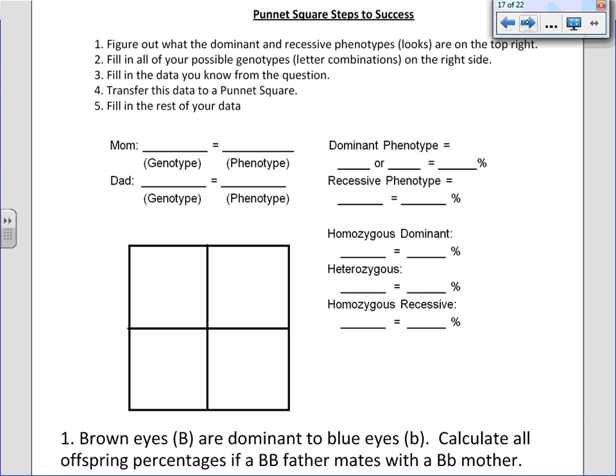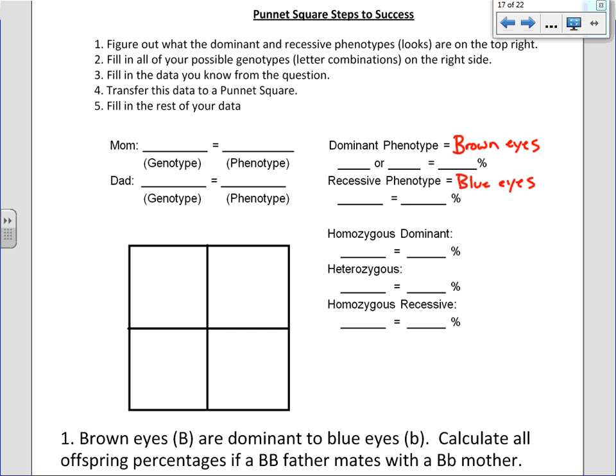What you can now do is continue doing this for the rest of your traits. We're going to do a few more examples together. Brown eyes, big B, are dominant to blue eyes, little b. Calculate the offspring percentages of a big B father who mates with a big B, little b mother. So let's go through this one more time. The dominant and recessive phenotypes, again, we're still looking at eye color. So in this case, we're going to have brown eyes, and we'd write that in, and blue eyes.